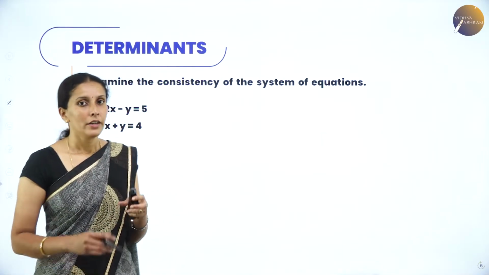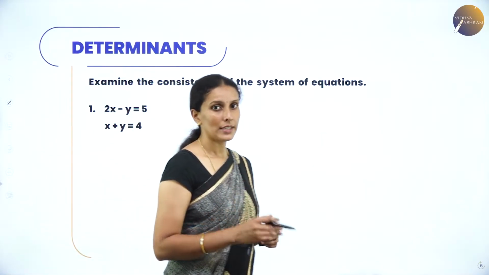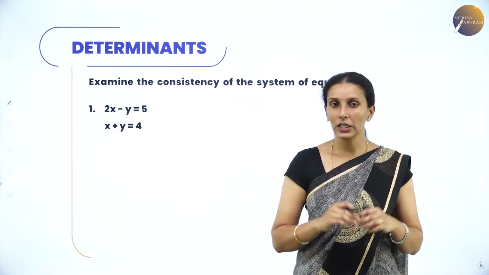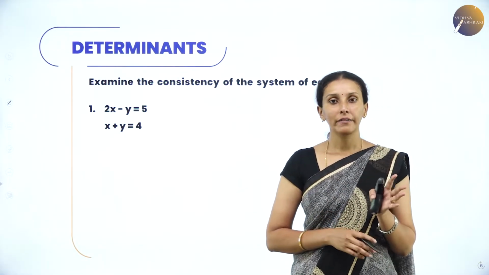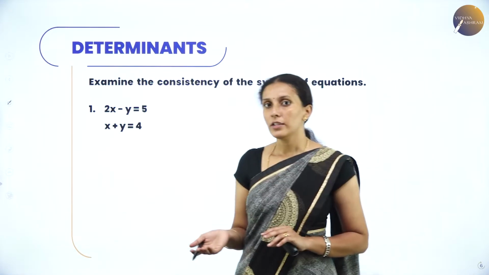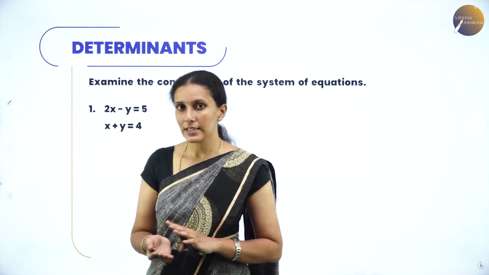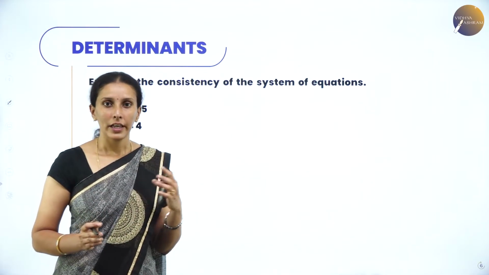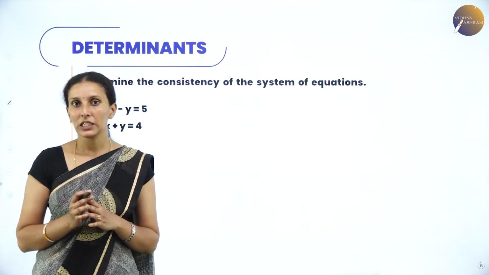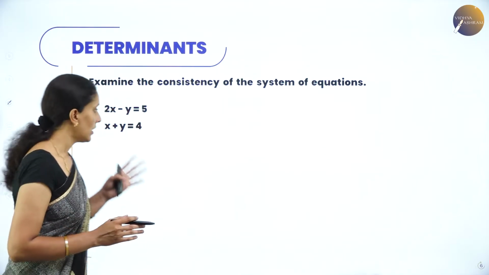Now here we are going to examine the consistency or inconsistency of given linear equations. How to find it? Just find whether the value of the determinant is 0 or not. If it is non-singular, then it is clearly consistent. If it is singular, then we have to find out the number of solutions to say whether it is consistent or inconsistent. Now let's see here.